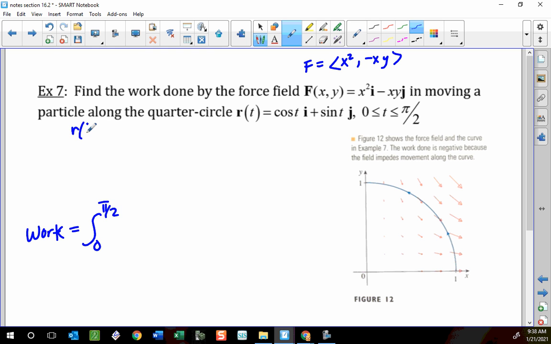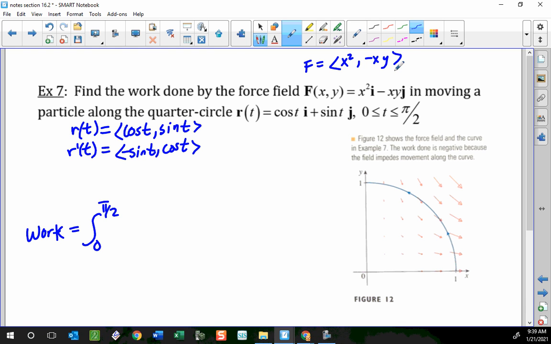So our r of t is cosine t and sine t. Now let's go ahead and do our derivative. So I get negative sine t and cosine t. Okay, and why don't I also plug that into my F? Right, I have to plug that into F. So for x squared, I'll have to square the sine, so I'll get sine squared.